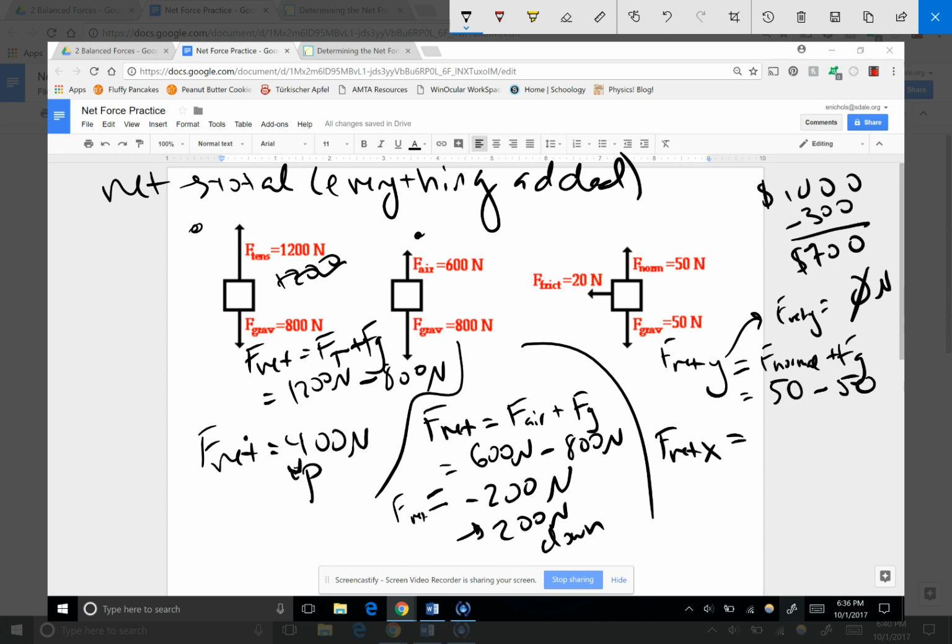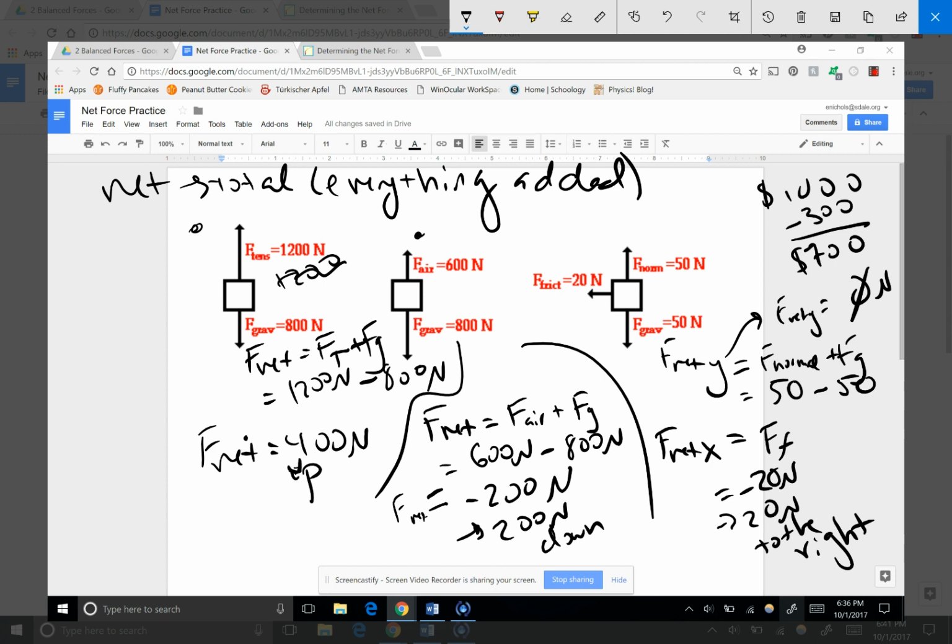Let's look at the x direction. In this case, I only have one force in the x direction, so that's going to be my net force. My F net in the x direction is equal to force of friction, which is negative 20 newtons, or 20 newtons to the right. Fantastic. I'll go through a couple more examples.